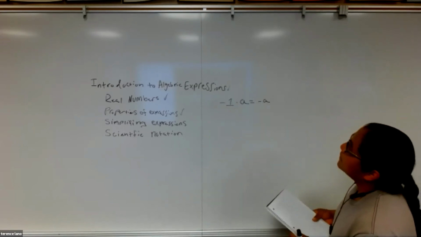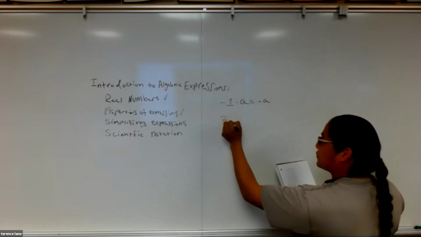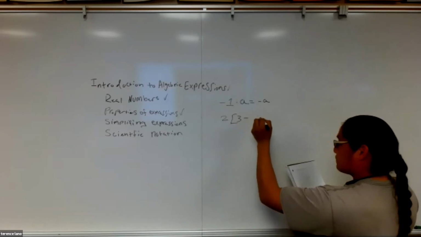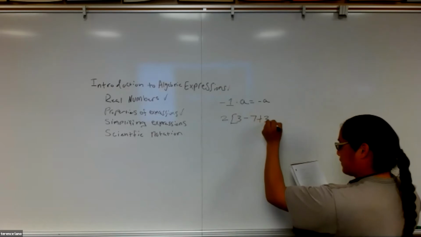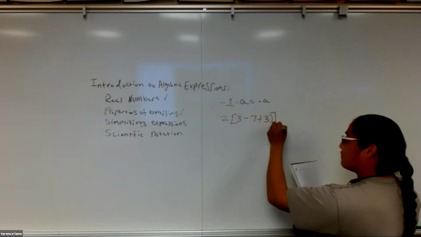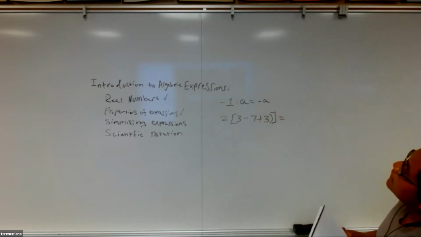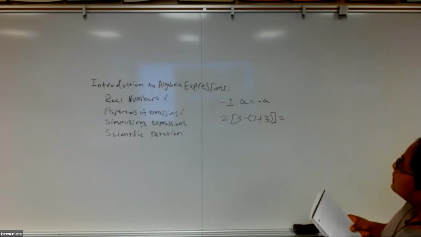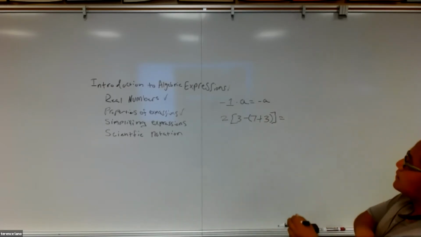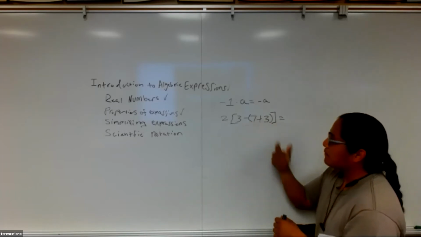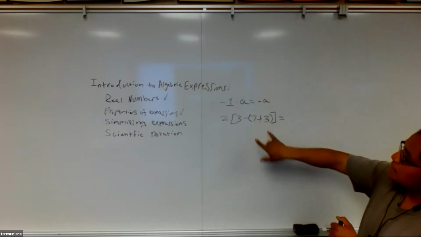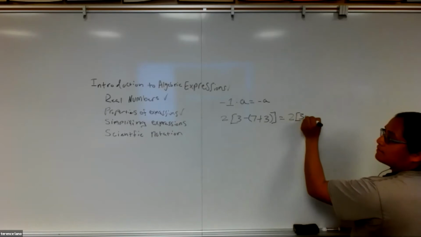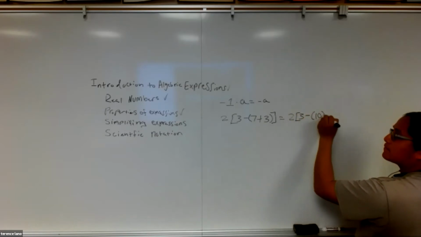In our next example, we could be given a problem like 2 bracket 3 minus 7 plus 3 bracket, which is going to equal... When it comes to the order of operations, we work from the inside out, so the 7 and the 3, we're going to work with that one first. So it's going to equal 2, 3 minus 10.